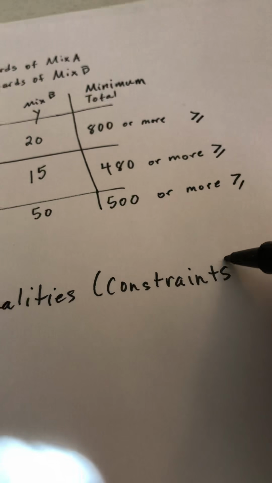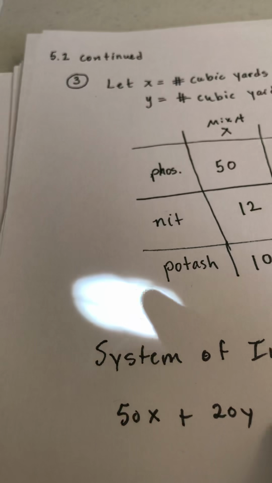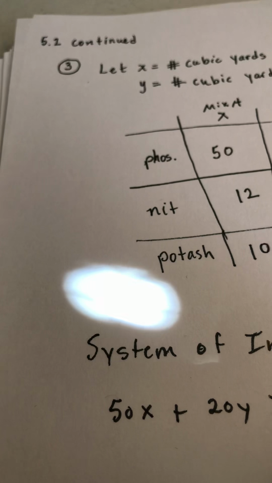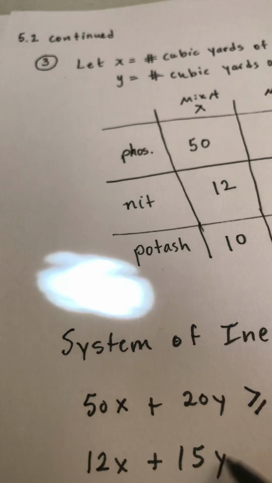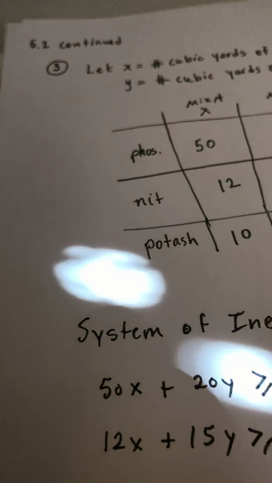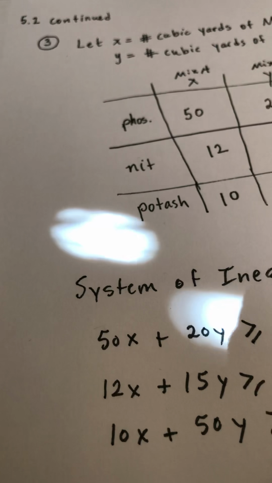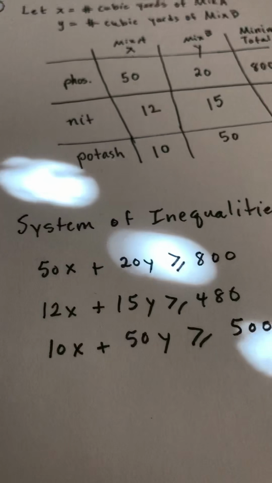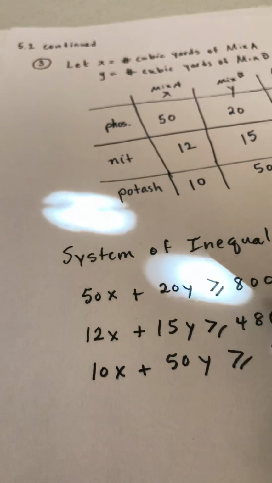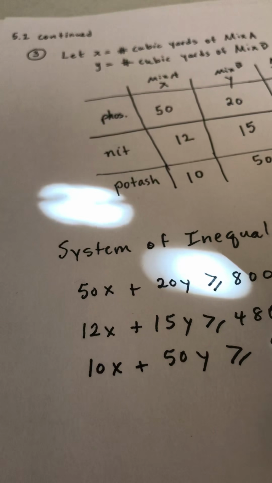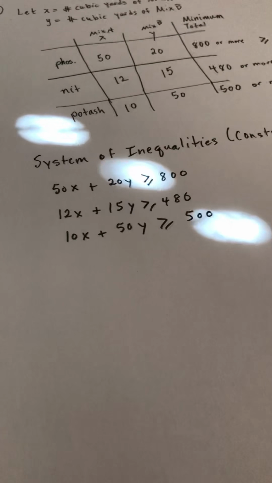And the first one is 50x plus 20y is greater than or equal to 800. 12x plus 15y is greater than or equal to 480. 10x plus 50y is greater than or equal to 500. So those are the restrictions of the phosphoric acid, the nitrogen, and the potash. Those are the restrictions or constraints to our system.